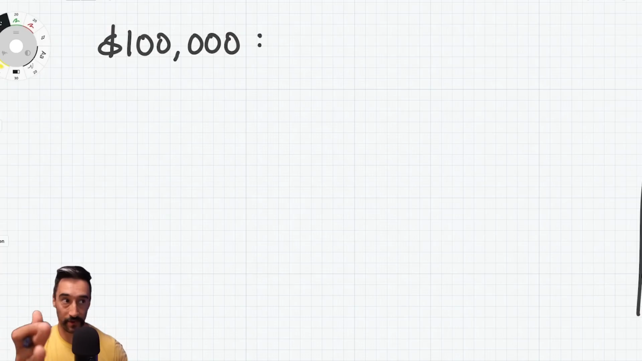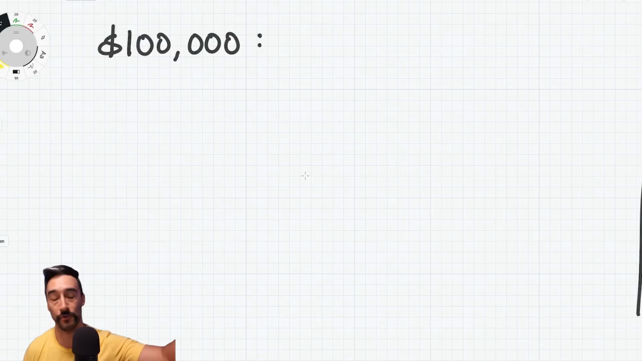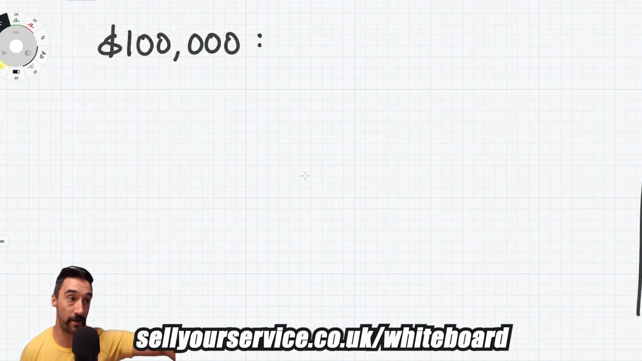And even better, you can do this with your clients. You can go through it with them and figure out what their pricing structure needs to be in order to maximize the amount of profit they make. So here's what we're going to do. First of all, I want you to grab a sheet of paper or a notebook. Remember, you can download this whiteboard by going to sellyourservice.co.uk/whiteboard, and you can get everything that I'm writing out on screen here.